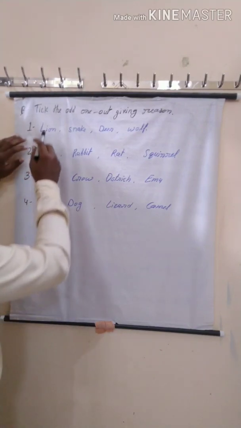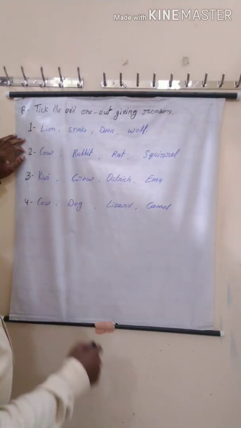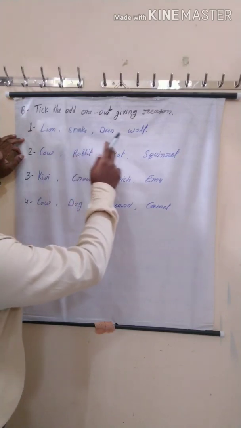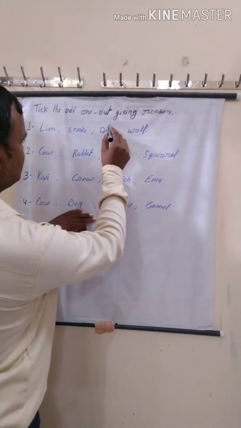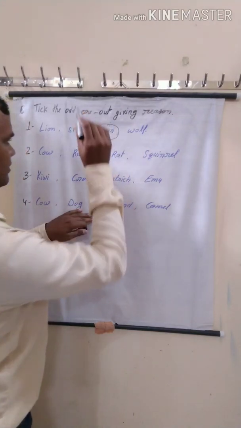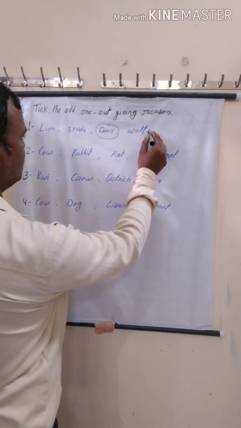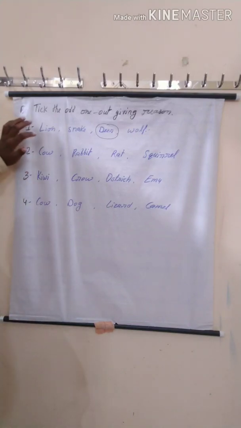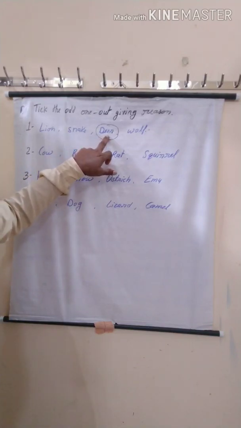First, lion, snake, deer, owl. See here, lion, snake, deer, owl. Here, deer is the odd one because lion, snake, owl are carnivorous animals, but deer is a herbivorous animal.